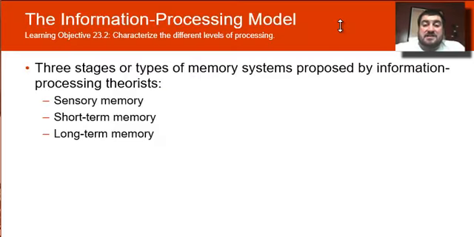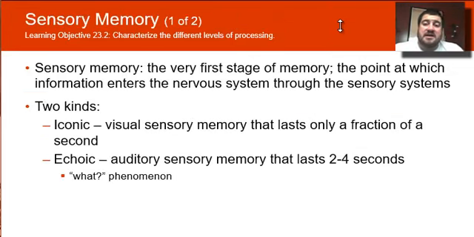The information processing model says that there are three stages or types of memory systems. There's sensory, short-term, and long-term. Sensory memory is the point where information enters the nervous system through your sensory organs. So each of your senses has a sensory memory. Two kinds that have been studied extensively are the iconic and echoic sensory memories. So iconic is your visual. And this only lasts a fraction of a second, and then your brain forgets it.